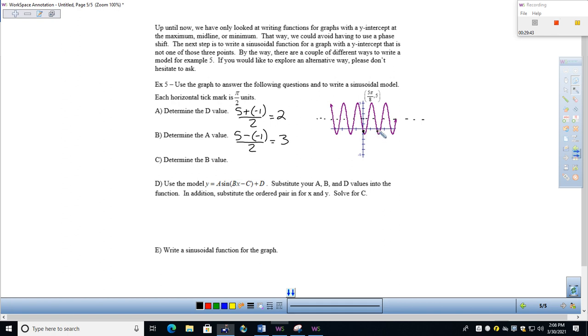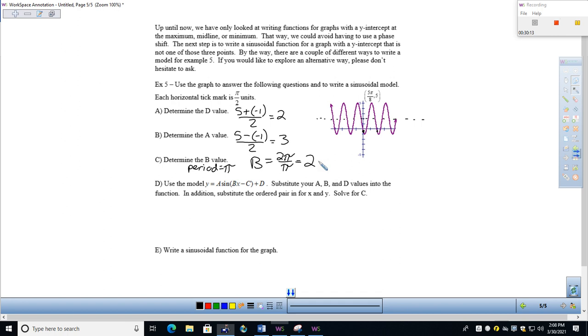2 tick marks on this coordinate plane, and it says each horizontal tick mark is pi over 2. So that would be 1 pi over 2, 2 pi over 2. So the period is pi, and so you might want to just jot that down somewhere. Period equals pi, but the b value is always 2 pi over the period. Just make sure you do remember that. So the b value is 2.